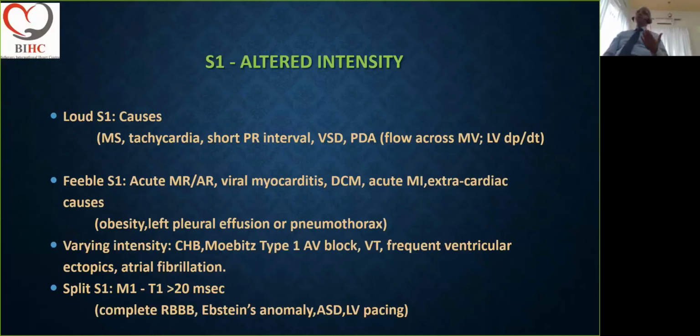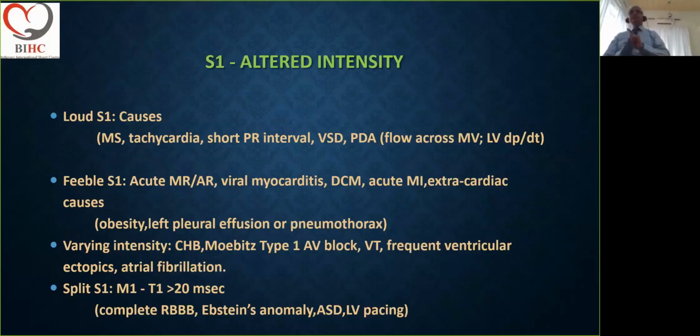The first sound may vary in intensity from beat to beat. This happens in complete heart block, because the atrial contribution is varying in a beat to beat relationship. Or Wenckebach AV block, where the PR interval is changing. If you have frequent ectopics, ventricular ectopics, atrial ectopics, or atrial fibrillation, all these can alter the intensity of the first heart sound.